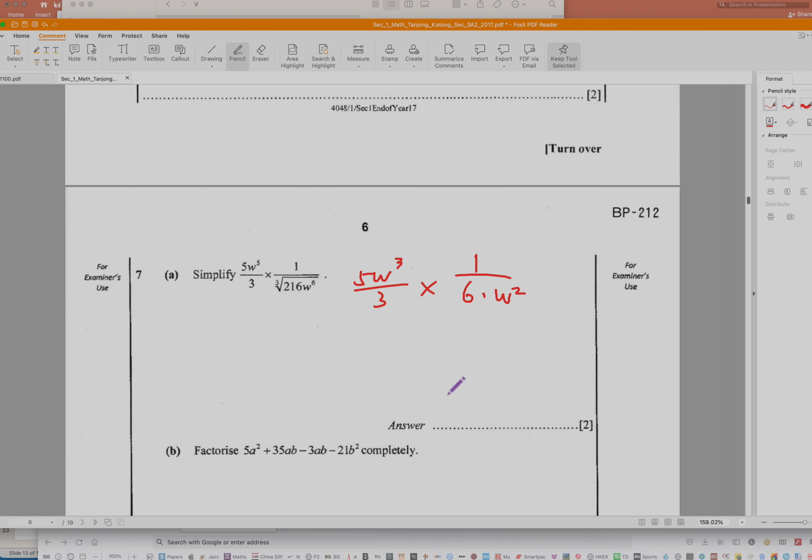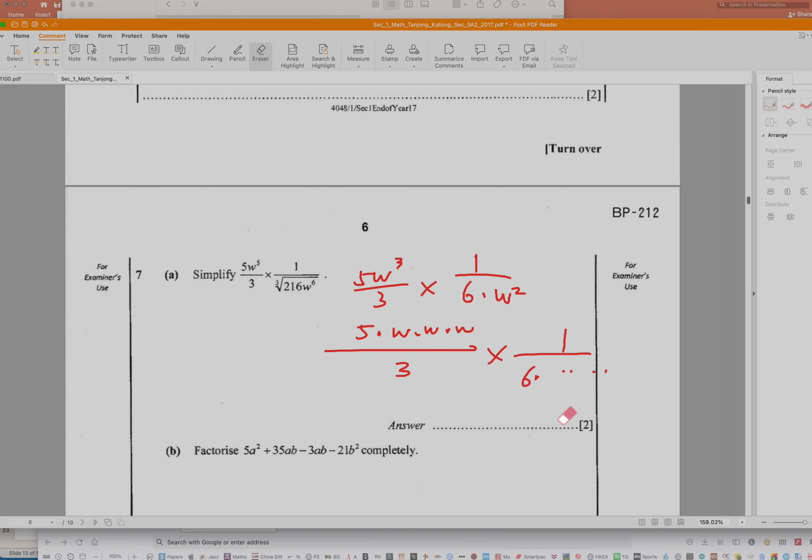Yes. So in a way, what you have here is 5 times w times w times w. This is w cubed. And then you have this one, 6w squared, which means w times w. Can you see that on top you have 2 w's? Here you have 2 w's, you can cancel.